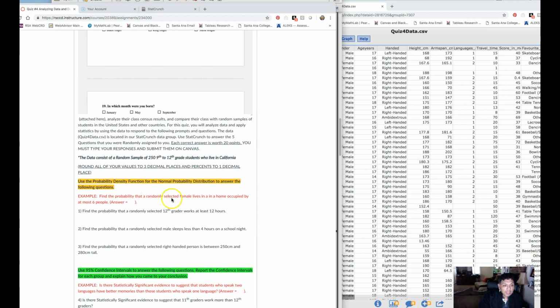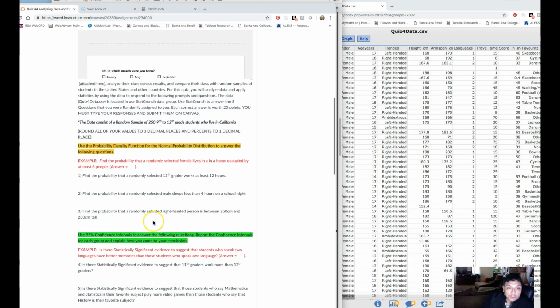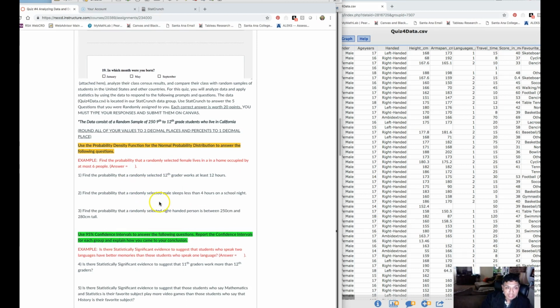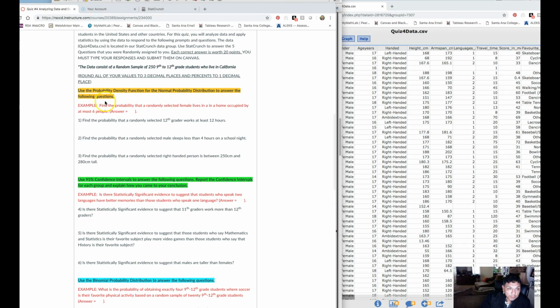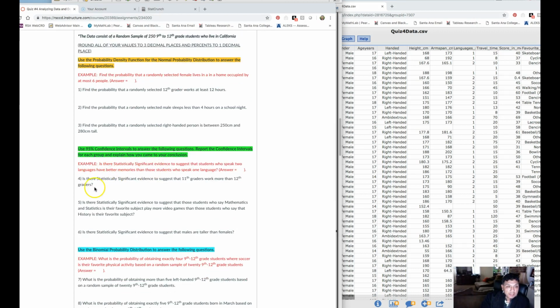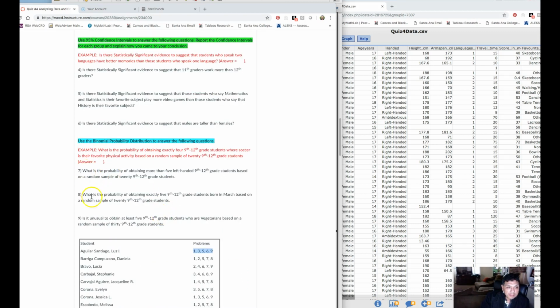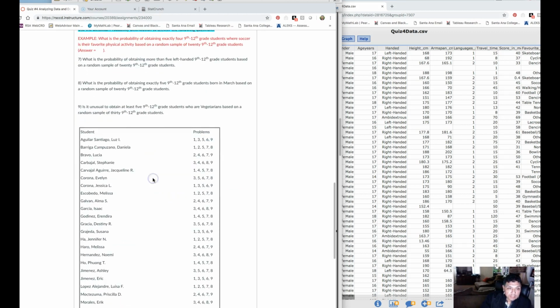Then you're going to answer questions with regard to this data. There are 3 types of questions. In 1 through 3, you're using probability density function. In 4 through 6, you're going to use confidence intervals. And in 7 through 9, you have to use binomial probability distributions to answer the questions.